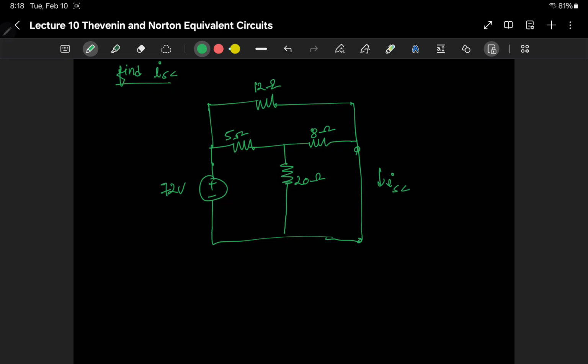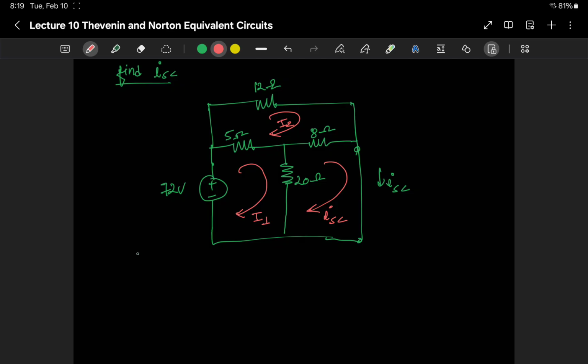So let's assign the current here. Let's say along this loop I have current I1, along this loop I have current I2, and along this loop this current will be equal to Isc, because that's the short circuit current, right? So Isc, and we can start writing KVL around the mesh.